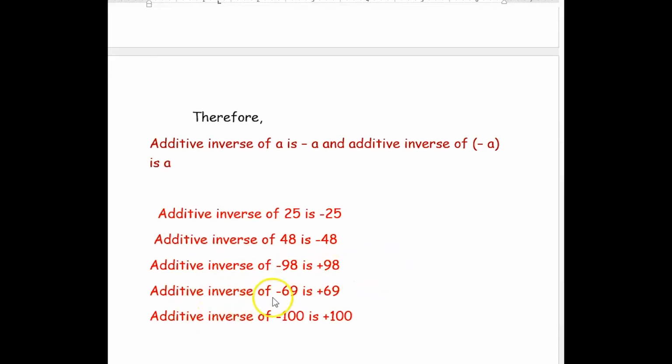Then the additive inverse of negative 69 is positive 69. If you add negative 69 with positive 69, the result will be 0. And the additive inverse of negative 100 is positive 100, so negative 100 plus positive 100 will be 0. With these examples, we can conclude that the additive inverse of any integer, say positive a, is negative a, and the additive inverse of a negative integer is the positive of the same integer. Because if you add the number with its additive inverse, you get the result 0.